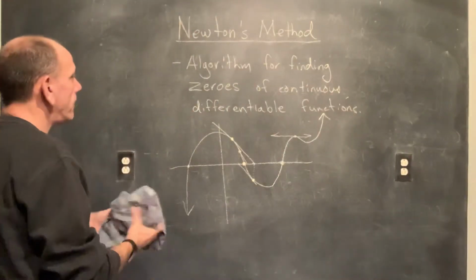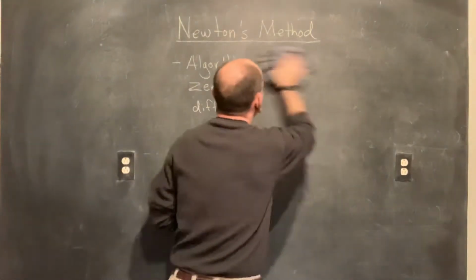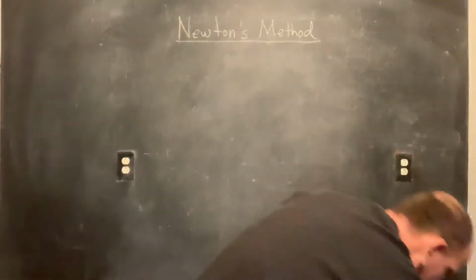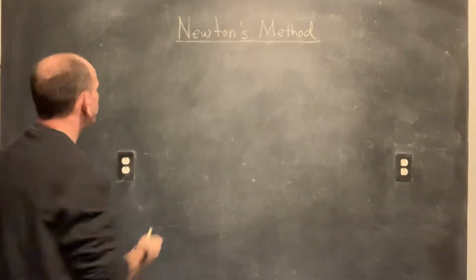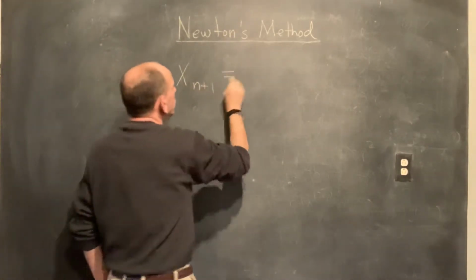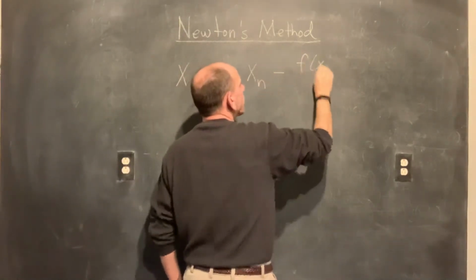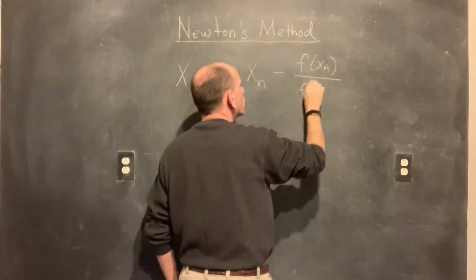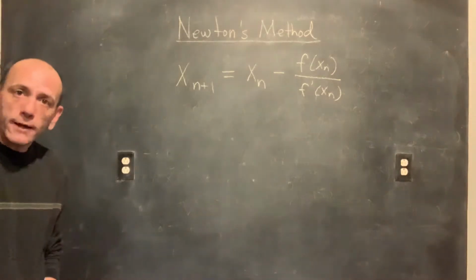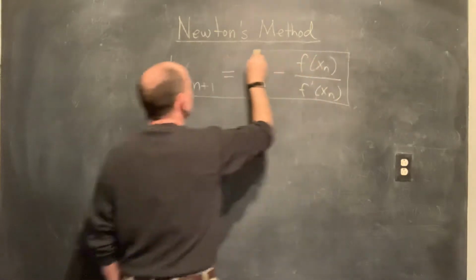So that's Newton's method and its limitations, sort of the idea behind it and what's going on. But let's get the actual algorithm here. Looks like this. x sub n plus 1 is equal to x sub n minus f at x sub n over the derivative of f at x sub n. Right. That's the key to Newton's method. This is the algorithm. This is what we use.